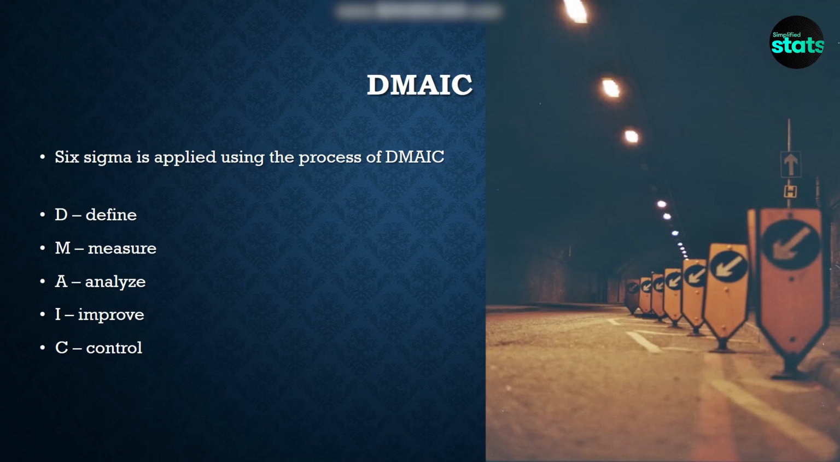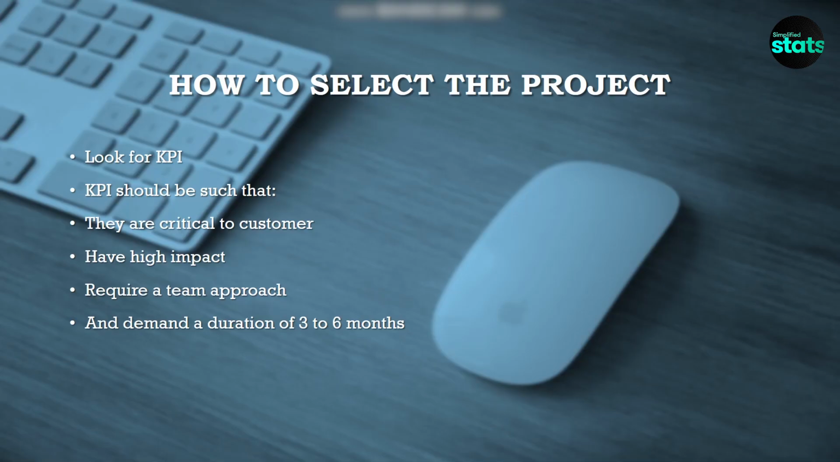Now, when you apply Six Sigma, there are 5 stages that you need to pass through: define, measure, analyze, improve, and control. Before you apply Six Sigma on any part of the process, you need to understand that it has to be an area which is critical to customer, it has high impact, it requires a team approach, and it demands a duration of 3 to 6 months. Only when these 4 criteria have been satisfied, you can work on the Six Sigma part.